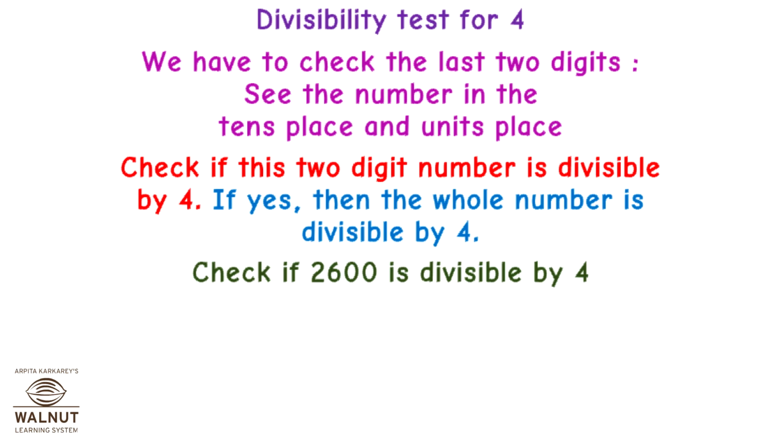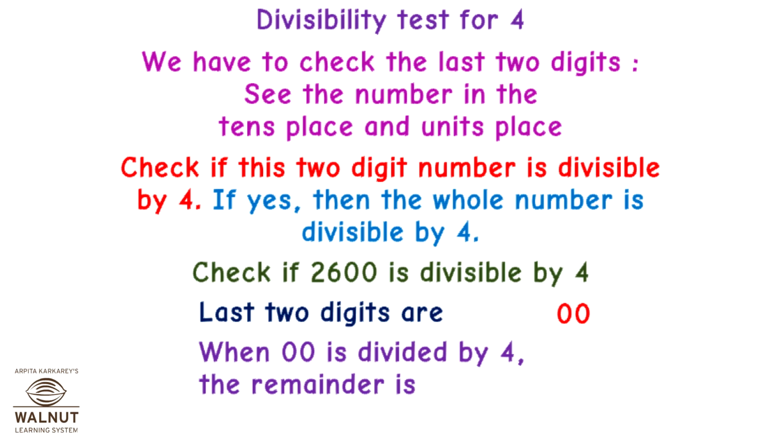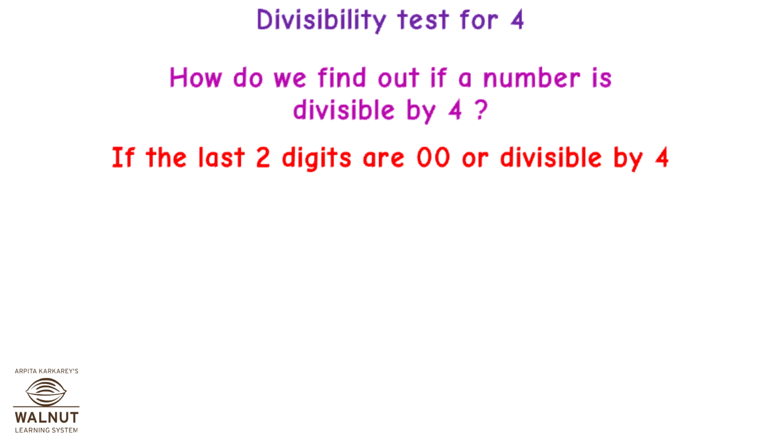Check if 2600 is divisible by 4. Last two digits are 00. When 00 is divided by 4, the remainder is 0. Is 2600 divisible by 4? Yes. How do we find out if a number is divisible by 4?